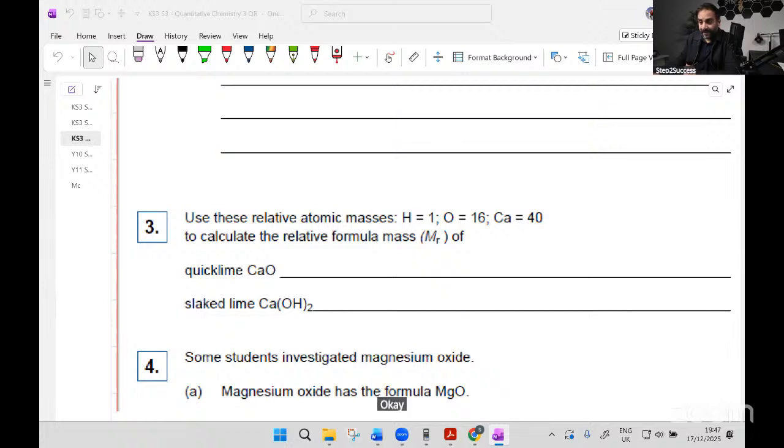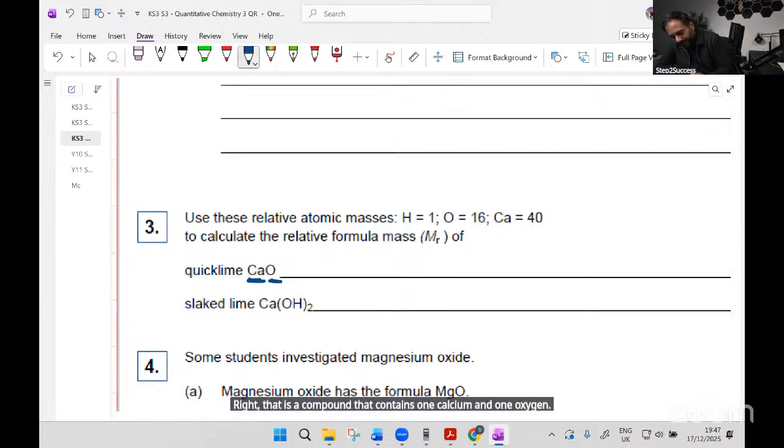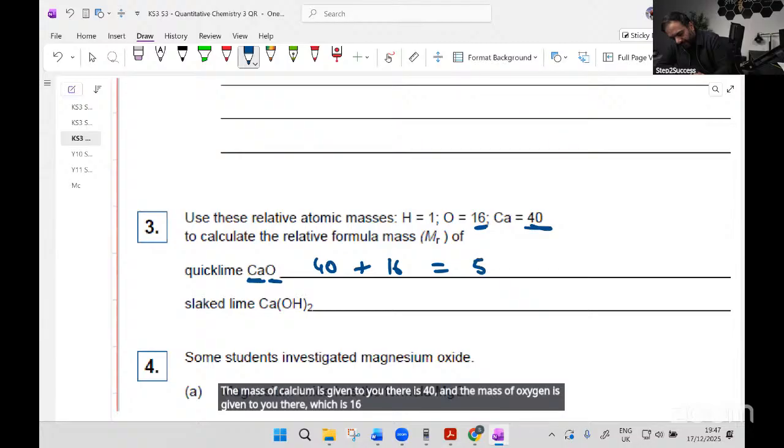Okay. So if that is the question that you're asking me, then it says calculate the relative formula mass of CaO. That is a compound that contains one calcium and one oxygen. The mass of calcium is given to you there as 40, and the mass of oxygen is given to you there, which is 16. You add them together and you get 56.